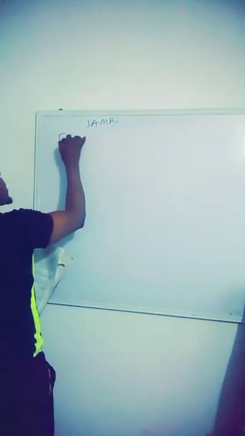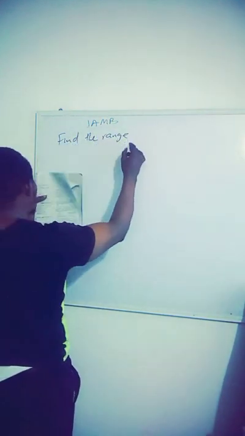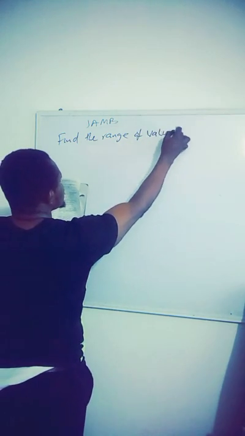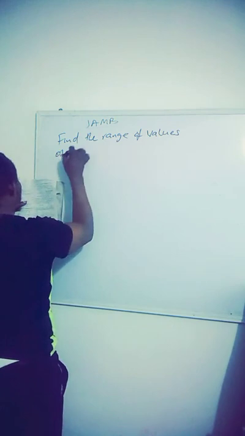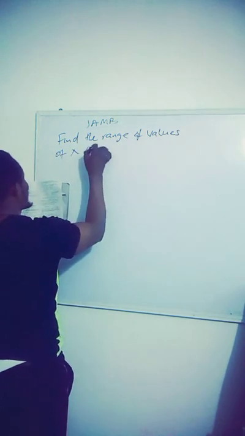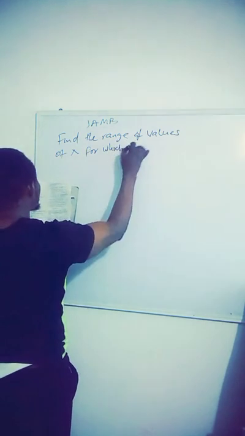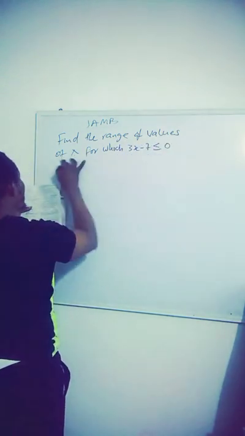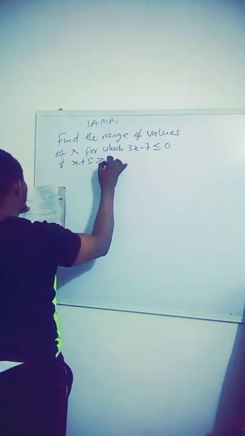Find the range of values of x for which 3x minus 7 is less than or equal to 0 and x plus 5 is greater than 0.